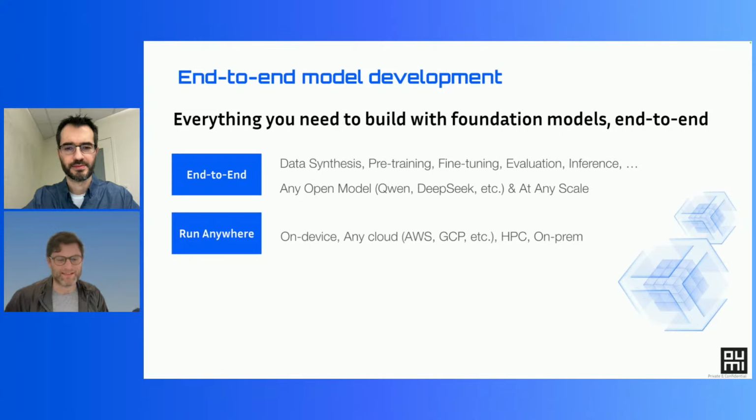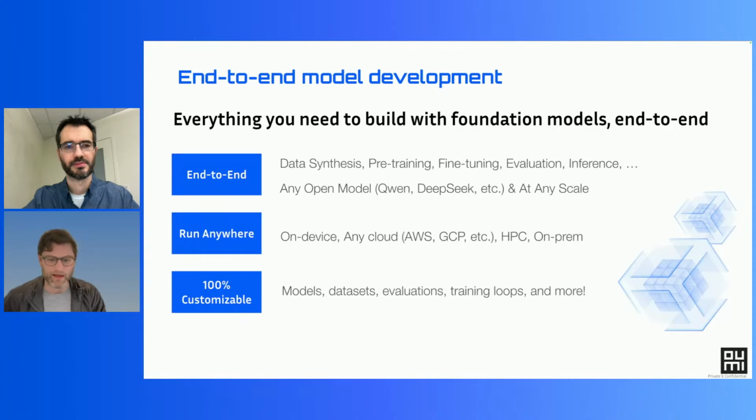Also, as I just mentioned, you can run it anywhere: on device, cloud, on premise, and so on. And it's 100% customizable. So all of these different components of the pipeline, you can use the built-in abstractions as is, or built-in components. But if you want to take one of those and do something slightly different, then you can go in and customize them. This is really good, for example, for researchers, or for builders who are building something that isn't in the standard Hugging Face library yet, for example.